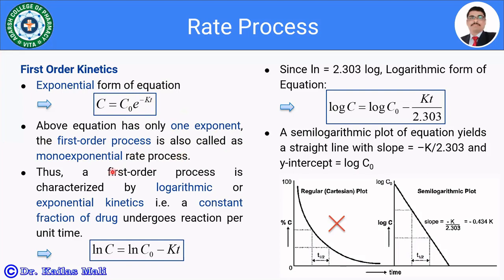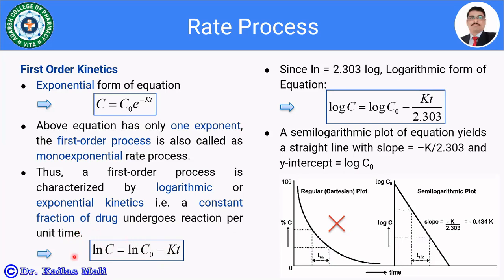First order kinetics is characterized by logarithmic or exponential kinetics, as we have seen that the exponential is present and a constant fraction of drug undergoes the reaction per unit time. As we have seen in the equation on the previous slide, the natural log of C is equal to natural log C0 minus kt.